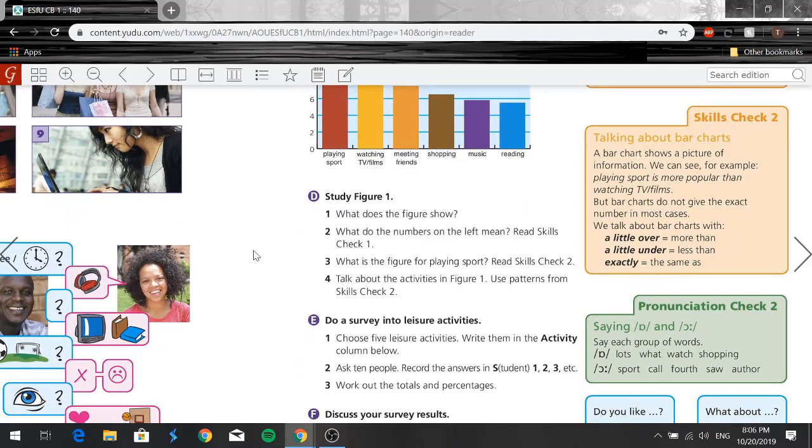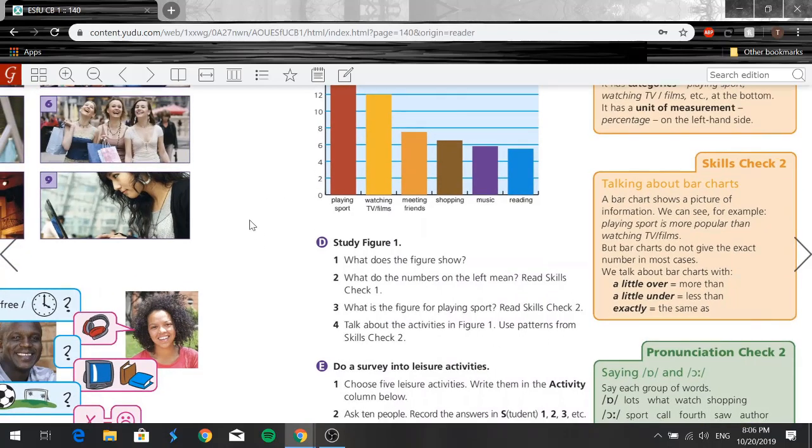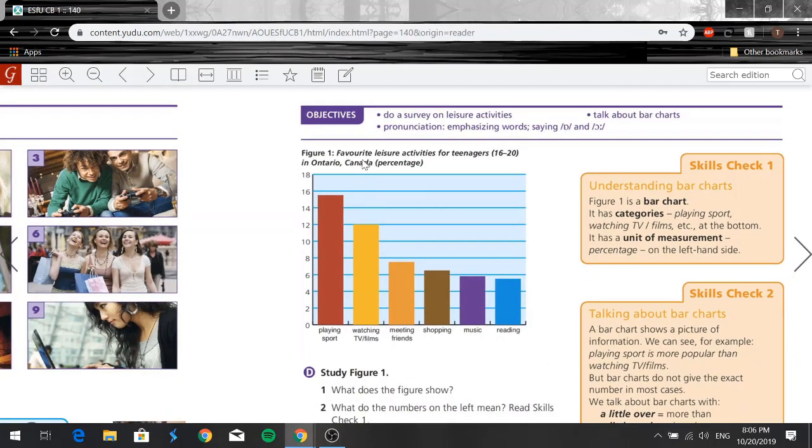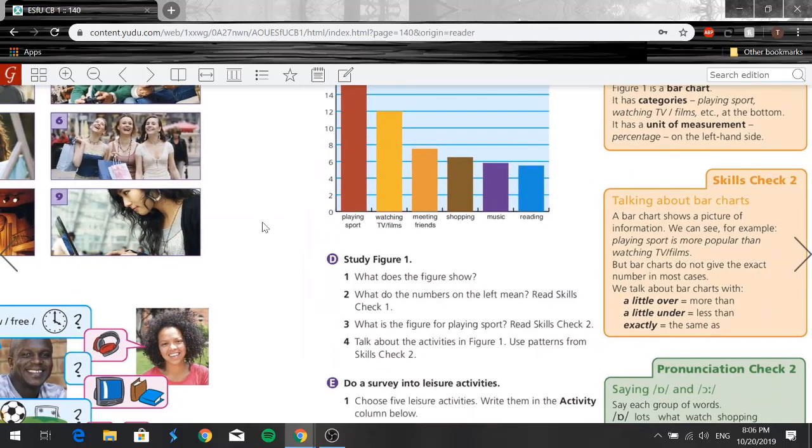Again, we're going to study figure 1. What does the figure show? Well, based on what we just read, we'll say that the figure shows favorite activities for teenagers in Ontario. As you can see here, favorite leisure activities for teenagers from 16 to 20 years old in Ontario, Canada. What do the numbers on the left mean? Okay, so these are numbers on the left, and in this case, they are percentages.